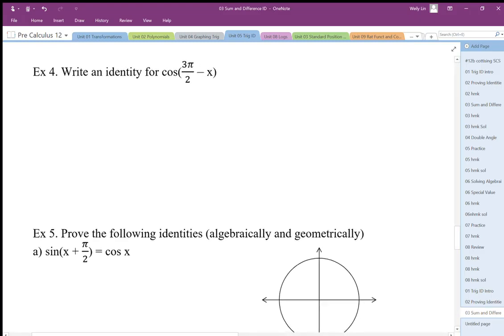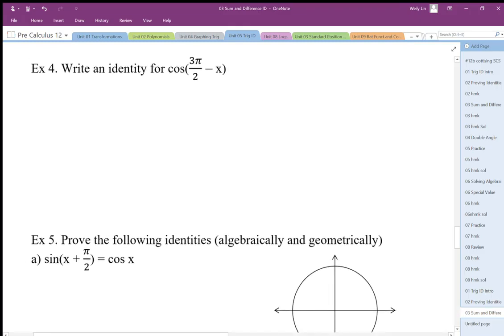This is another problem that relates to sum and difference identity. As soon as we see that minus in there, we really should be thinking, I want to use my sum or difference identity. So this is similar to the last problem. I'm going to go right away to my identity sheet. Okay, 3 pi over 2 minus x.